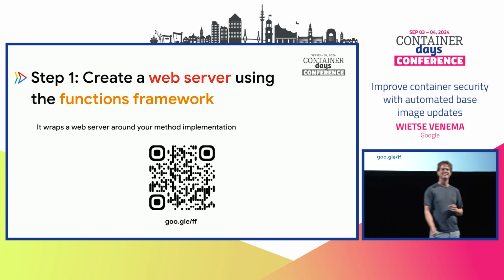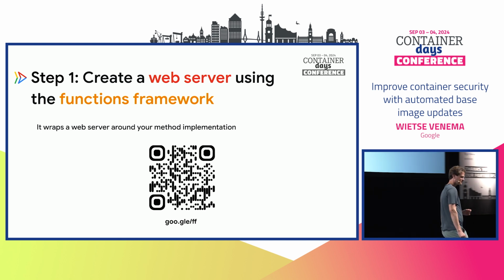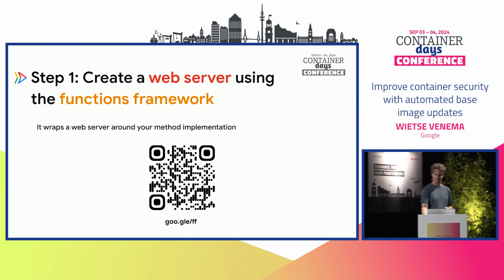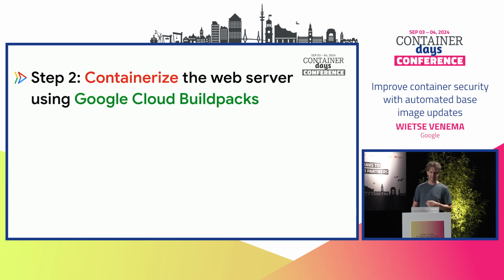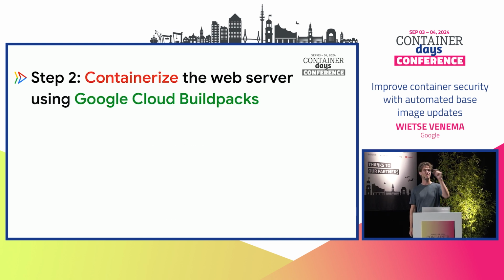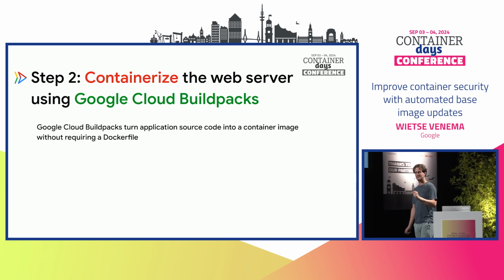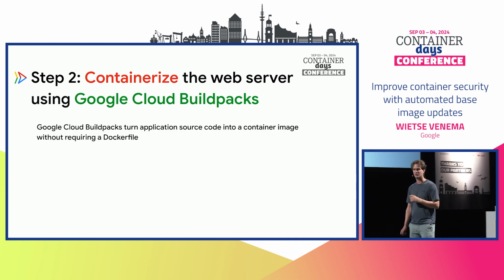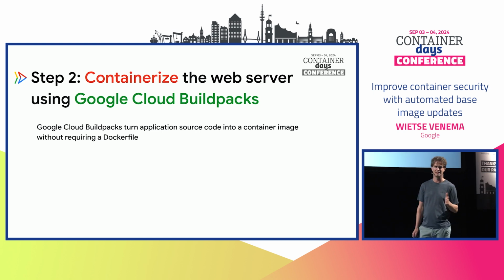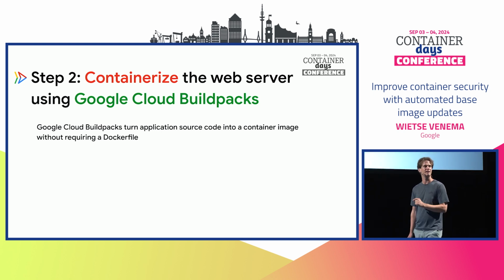Brings you to the GitHub page of this project. So you give it a method invocation, various runtimes are supported. Second step is you take this web server and you containerize it using Google Cloud Buildpacks. And what they do is they turn application source code into a container image without requiring a Dockerfile.